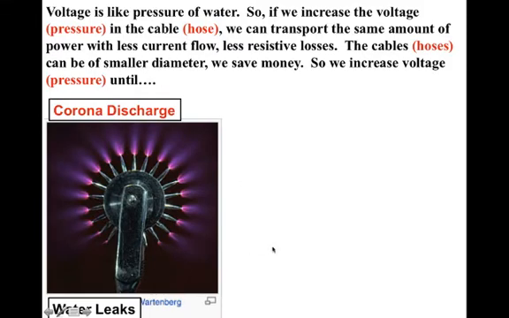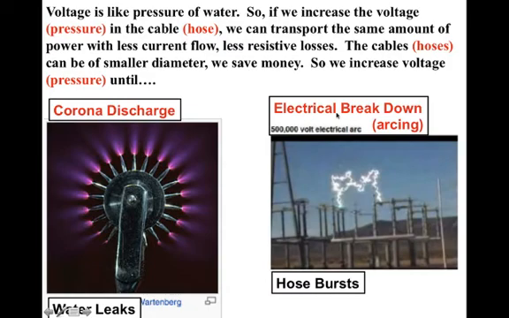Now what's corona discharge? It's not electrical breakdown, which is arcing. Corona discharge is when the voltage gets high enough, you begin to leak electrons off the wires. And this is a power loss. So in designing your long distance electrical transmission lines, you're going to boost the voltage up until you get to a point where your corona discharge is losing money for you.